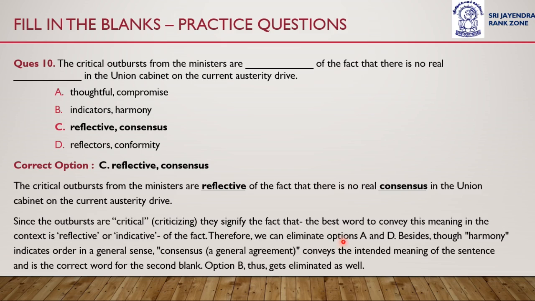Therefore, we can eliminate options A and B. Besides, harmony indicates order in a general sense. Consensus, a general agreement, conveys the intended meaning of the sentence. Therefore, option C is the correct answer, reflective and consensus. These will come in the fill in the blanks mentioned.